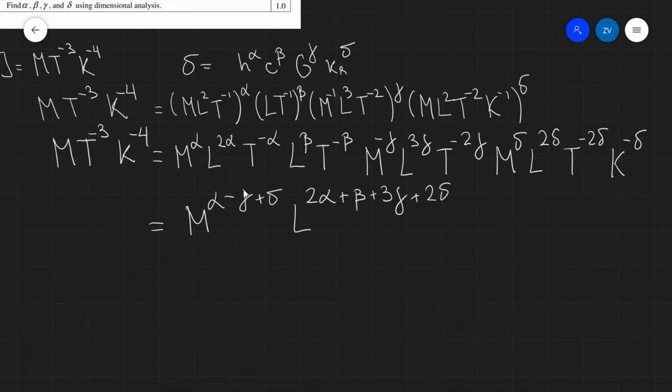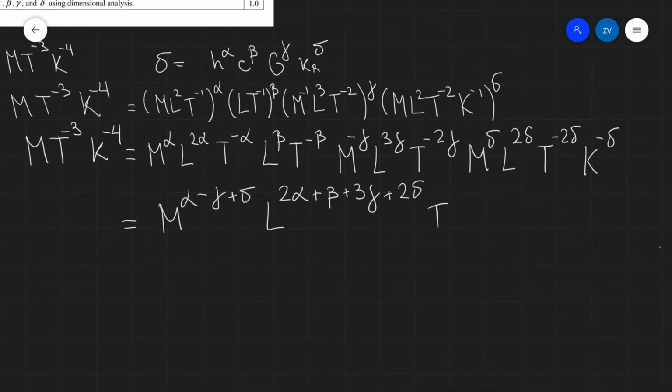Our next expression is for t, which is going to have powers of minus alpha, minus beta, minus 2 gamma, minus 2 sigma. Finally, we're going to have an expression for K, which is just minus sigma, because as we can double check, there are no more factors of K on the right hand side of this equation.